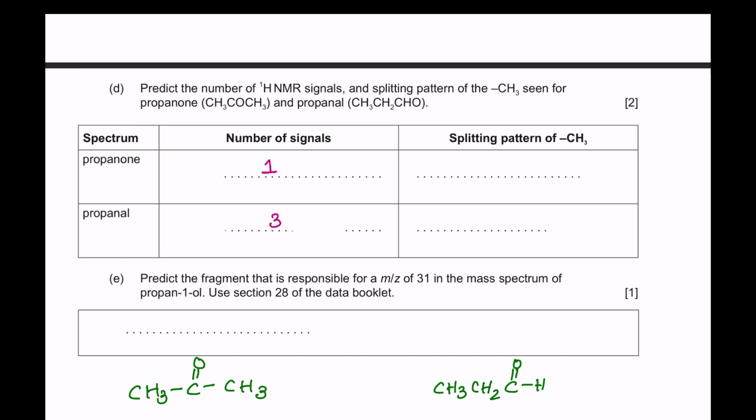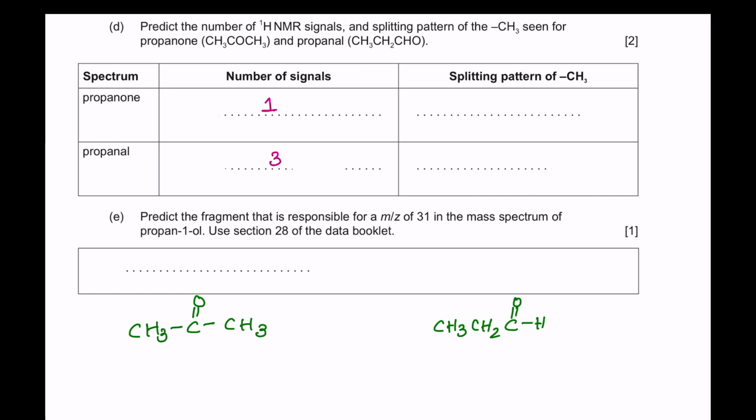Now let's try to understand the splitting pattern of CH3. Splitting pattern of CH3 means we need to find the splitting pattern of the CH3 in these two compounds. Let's start with propanone. For propanone, you have 2 CH3 groups, but they are equivalent to each other, so the splitting pattern will be the same in both. Now how do we find the splitting pattern? We use the N+1 rule.